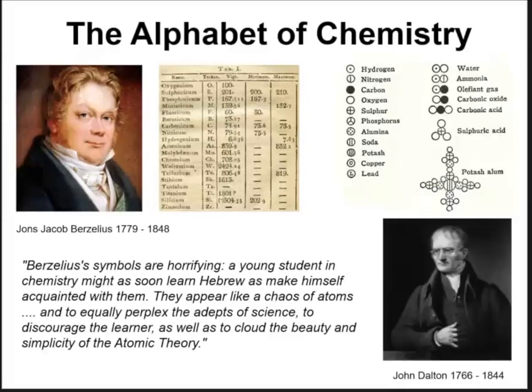And you can see that Dalton didn't like Berzelius's ideas at all. "Berzelius's symbols are horrifying. Any student in chemistry might as soon learn Hebrew as make himself acquainted with them. They appear like a chaos of atoms and equally perplex the adepts in science, to discourage the learner as well as to cloud the beauty and simplicity of the atomic theory." He was definitely opposed to Berzelius's ideas. And so we've got these symbols now that we're going to use for the periodic table.